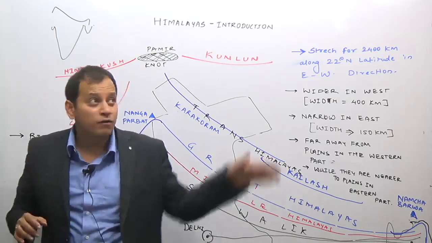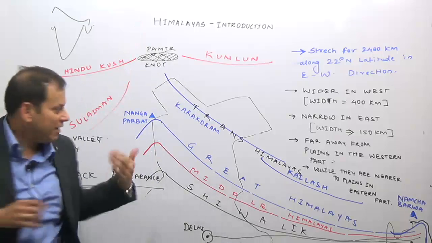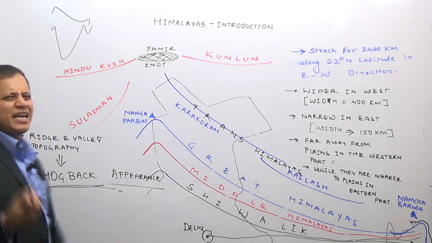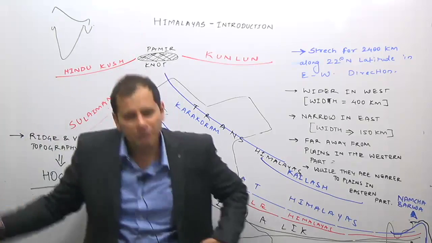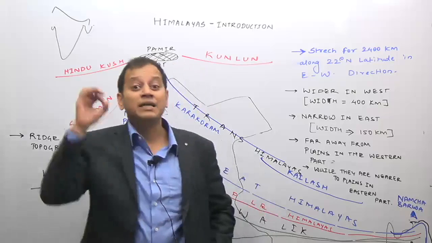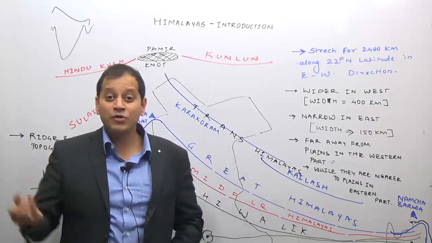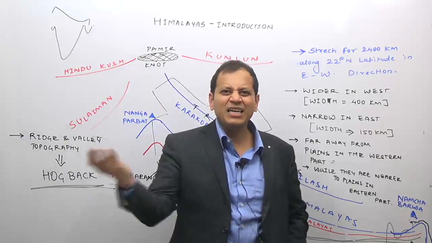Same like the back of a bull, that is ridge, anticline, syncline. They have ridge and valley topography. In fact, any mountain will have a hogback appearance, a ridge and valley topography. Now, what will be the kind of folds? These are the folded mountains. So are the folds symmetrical or asymmetrical?